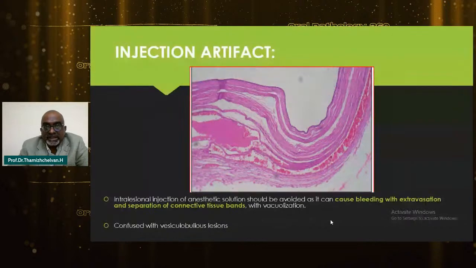Let's go to the artifacts happening on the surgical or clinical side and how to avoid them. Injection artifact is another very commonly seen artifact in our day-to-day practice, and it can be confused with a vesiculobullous lesion, because infiltration at the biopsy site can cause bleeding with extravasation and separation of connective tissue with evacuation. So at times, it can be confused with a vesiculobullous lesion. To avoid this, please recommend that surgeons give a block to avoid infiltration.